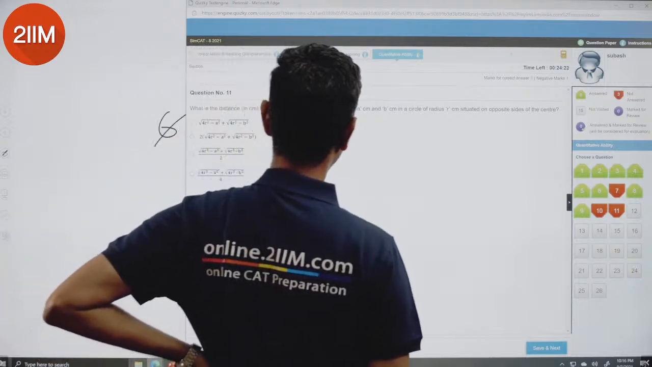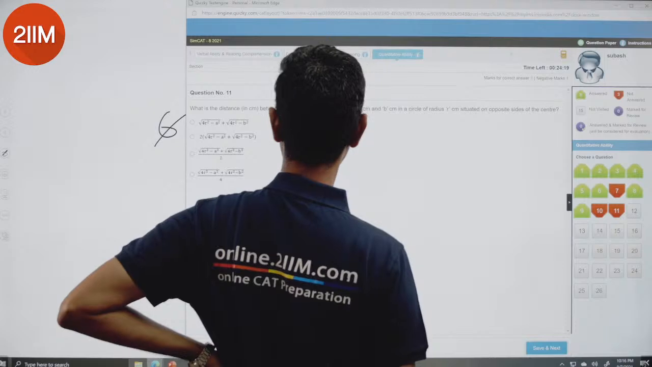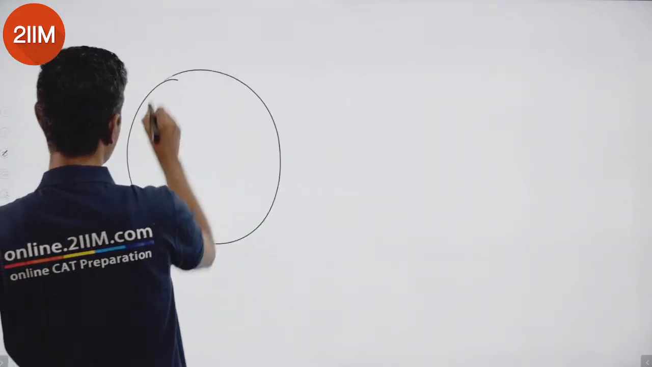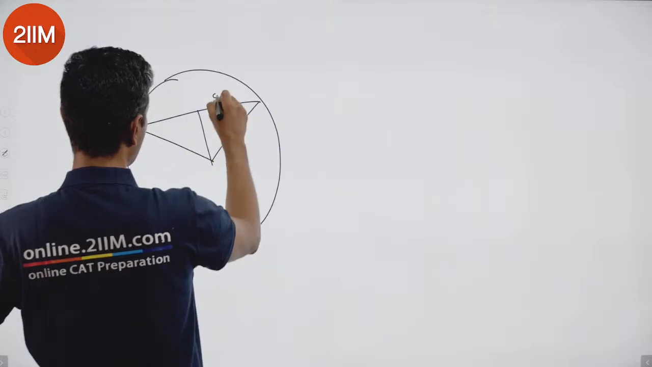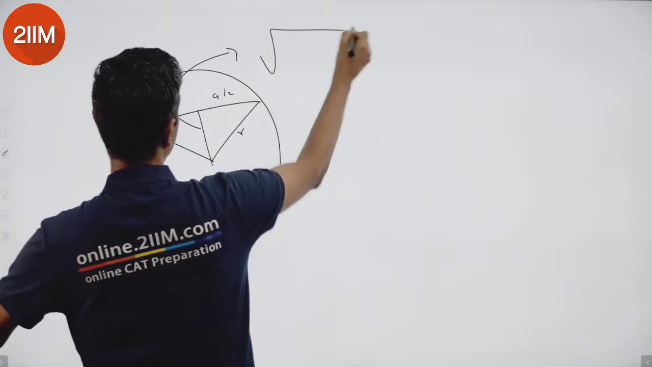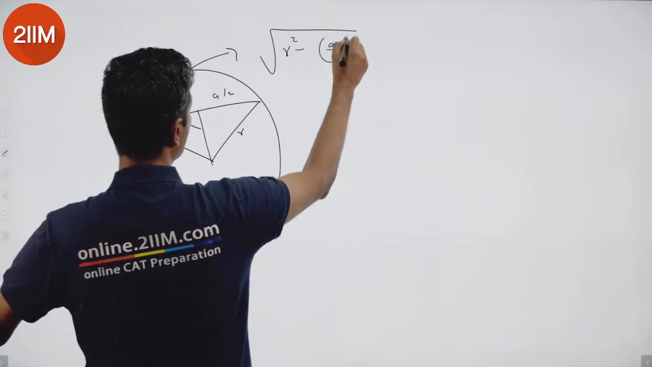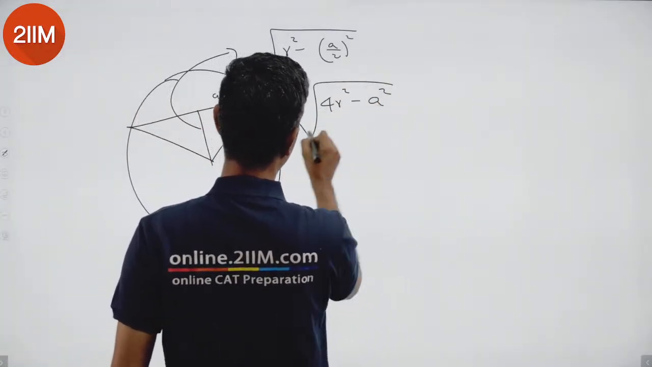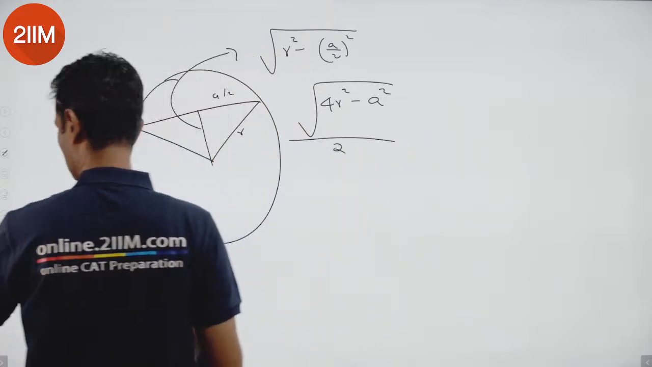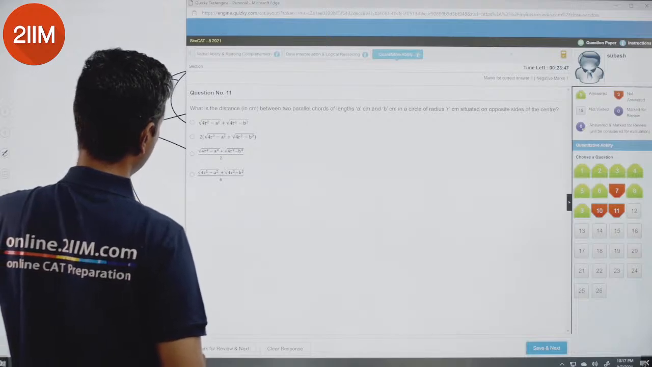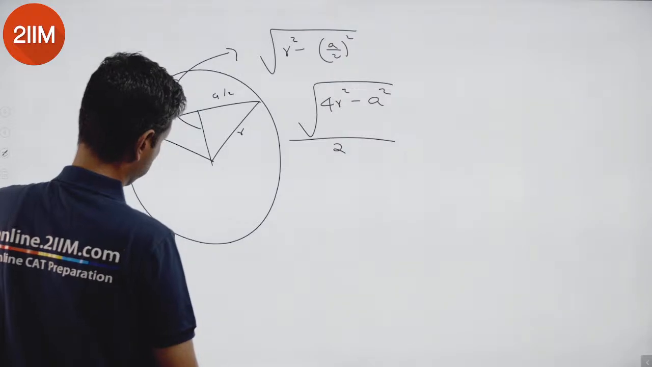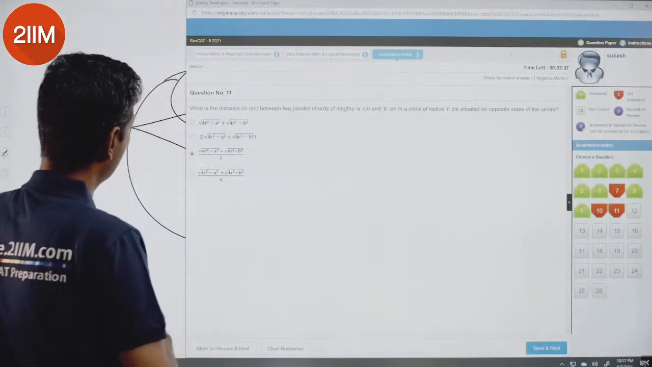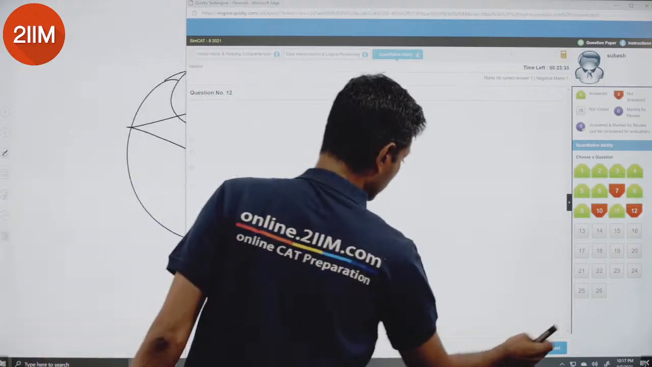Distance between two parallel chords of length a and b centimeters in a circle of radius r centimeters, if they are on opposite sides of the center. This is very doable. Length a and b. a by 2 r, this distance is square root of r square minus a by 2 whole square, which is square root of 4r square minus a square by 2. 4r square minus a square plus 4r square minus b square by 2. Opposite sides, so it is plus, not by 2, not by 4, by 2. Yeah, this works fine.